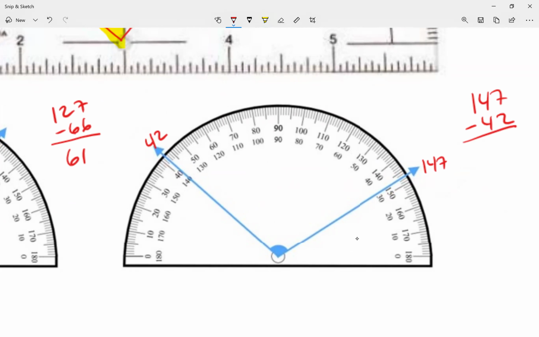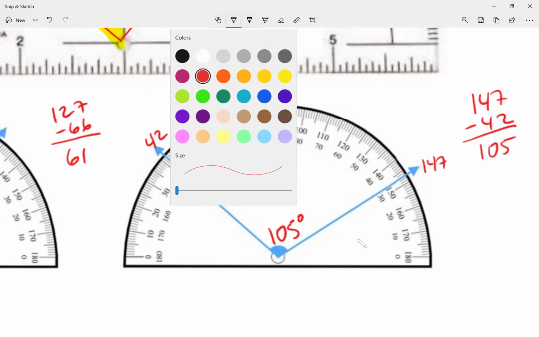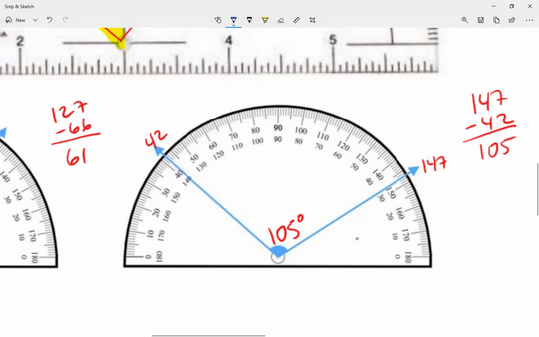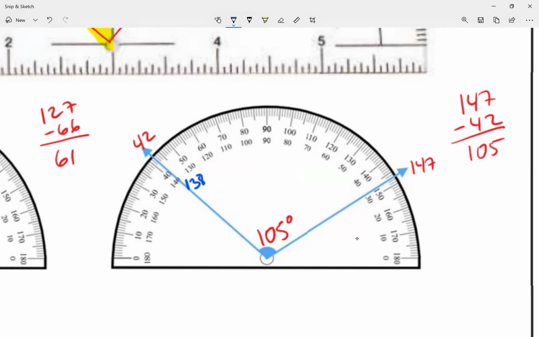And then I will subtract that. 147 minus 42 happens to be 105. So this angle is 105 degrees. Some of you might be asking, well, what about the inside numbers? Here, I see that it crossed at 138. And in here, I see that it crossed at 33.